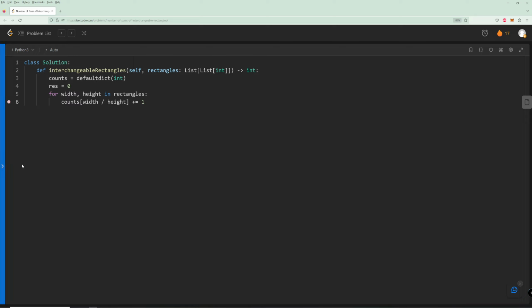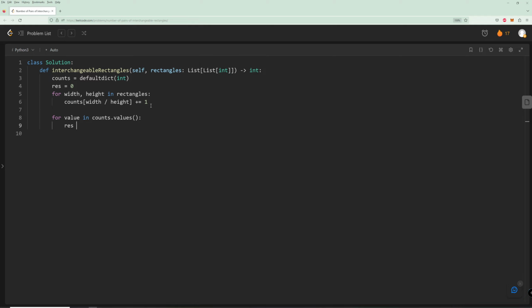Okay, so counts width over height plus equals 1. Now we actually have our hash map done. That's all we needed to know. So now we need to go through all of our values, right? And we just need to add those to the result. So we could say for value in counts.values, res plus equals. And yeah, you don't even have to check for 1 and 0. This thing works out for all of those.